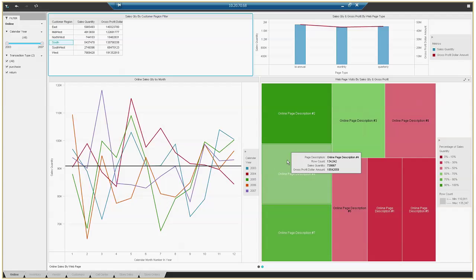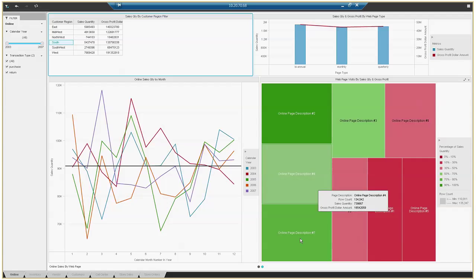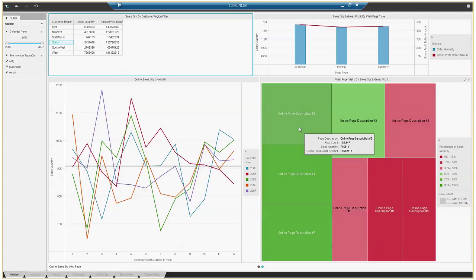So we can see there that the web pages that have the most number of hits are also ones that contribute to the largest sales quantity. So there's really no surprise there, but it's a great visual to use in order to confirm what your assumptions might be. In this particular case, on the lower left-hand side, we're looking at sales broken out by calendar month, and each one of the lines reflects a calendar year.